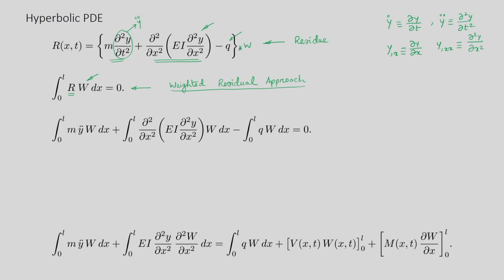Right, so we will just use these notations. The first term m y double dot into w is written in the first term here. The second term involves the curvature, the second derivative of the curvature with respect to w, integrated from 0 to L, and the third term q times w integrated from 0 to L is equal to 0. So this is the strong form. We have done this many a times before.